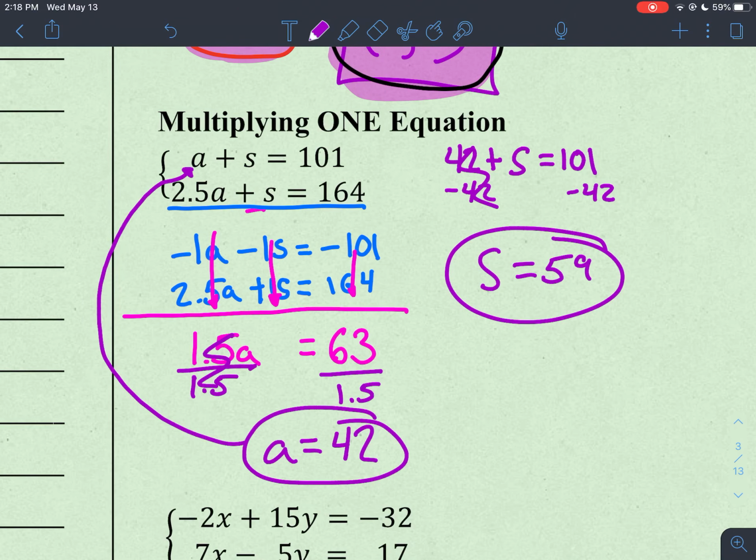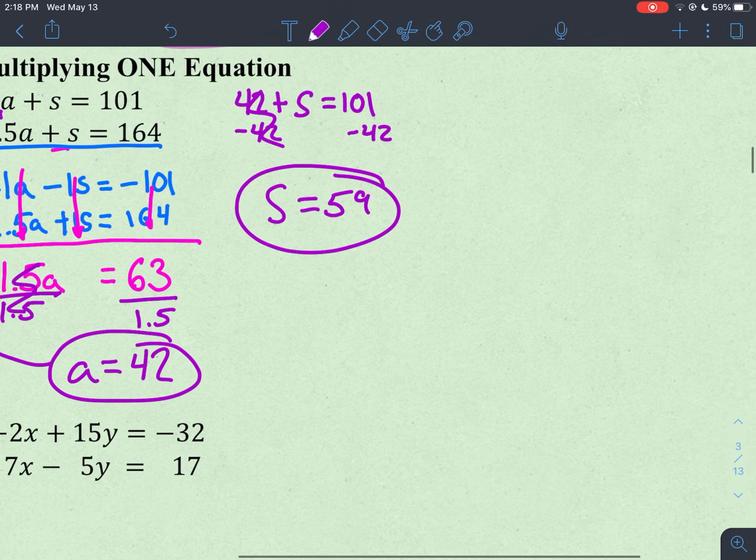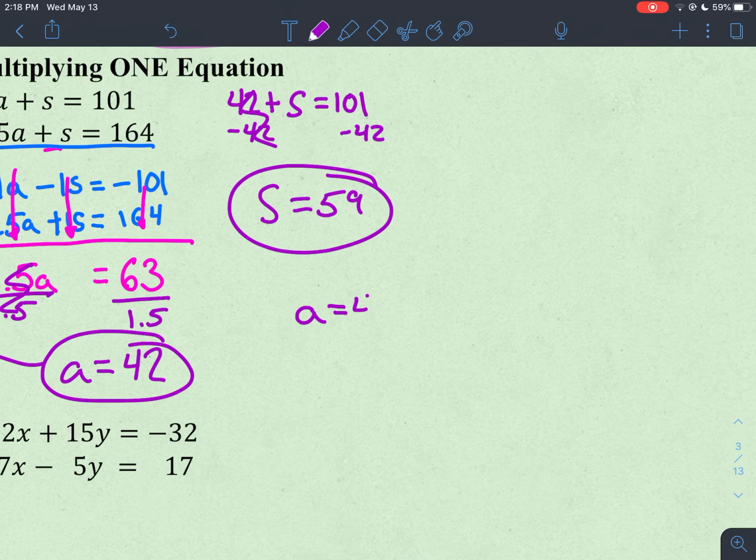Now, normally I'd like you to write these in coordinate points like this, but when it's something other than X and Y, you can just write them out as A equals 42 and S equals 59.